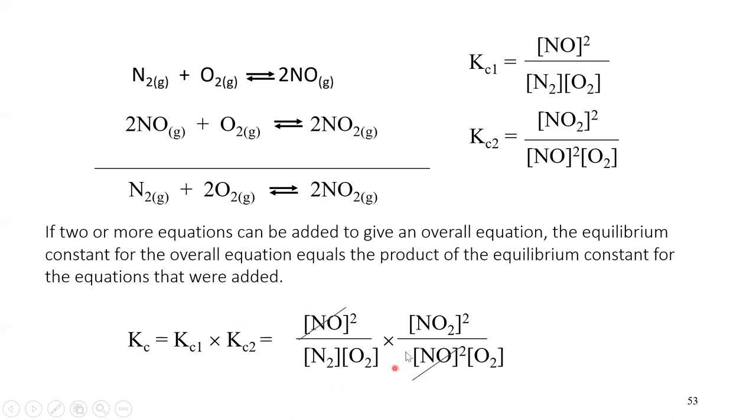Well, we figured out what K1 is here. We figured out what K2 is here. If we were to multiply these two equilibrium expressions together, NO squared here and here cancels out, and we're left with our products over our reactants raised to the power of the coefficient in the balanced equation for the overall reaction. So if two or more equations are added to give an overall equation, the product of the K values for the individual equations will equal the K value of the overall equation. Just manipulating what K is.